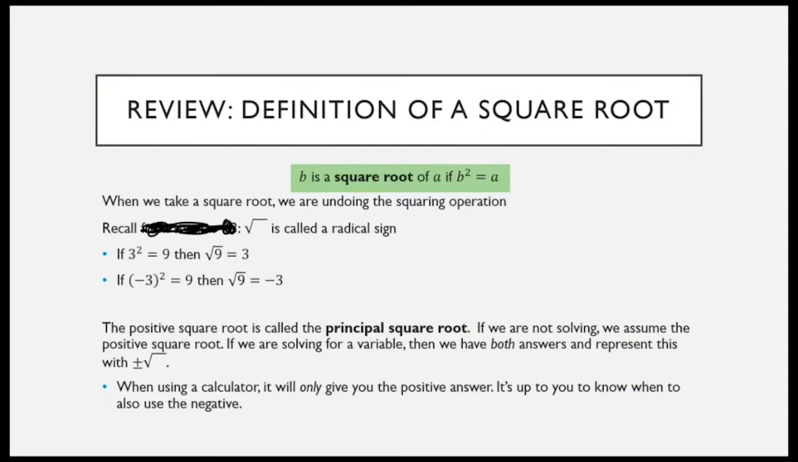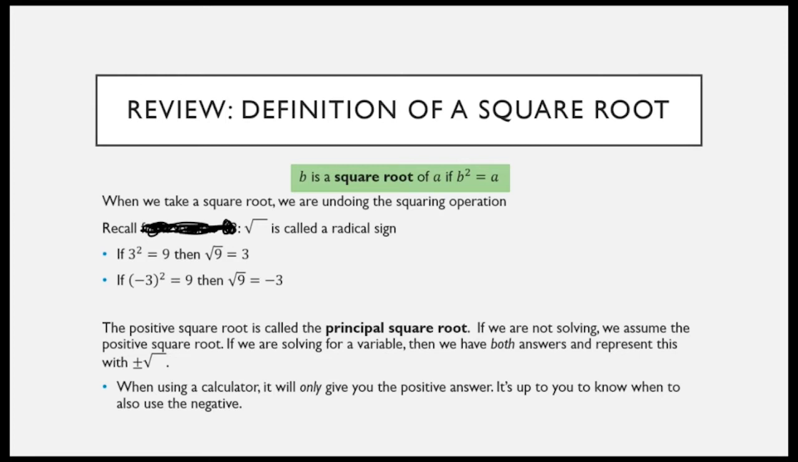But in general, just some examples here. If 3 squared equals 9, then the square root of 9 gives you 3. Now the square root of 9 also gives you -3 because -3 squared also gives you 9. So square roots generally have two answers, a positive and a negative answer. And we call the positive one the principal square root because that's the one that we use most often.